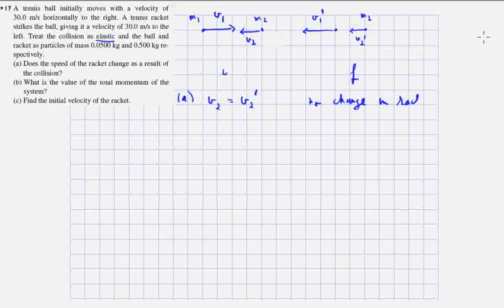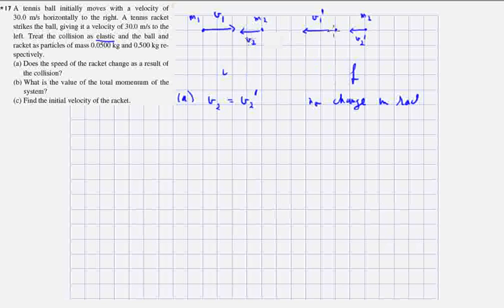Problem 817. A tennis ball initially moves with a velocity of 30 meters per second to the right. Let's call the tennis ball M1, V1 to the right, 30 meters per second. A tennis racket strikes the ball. The tennis racket has mass M2. It has some velocity. I've drawn it here as being to the left.